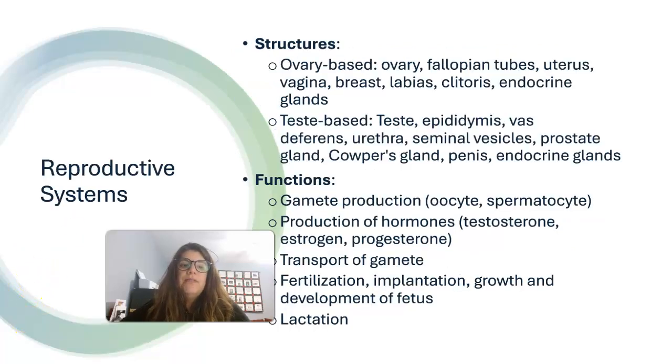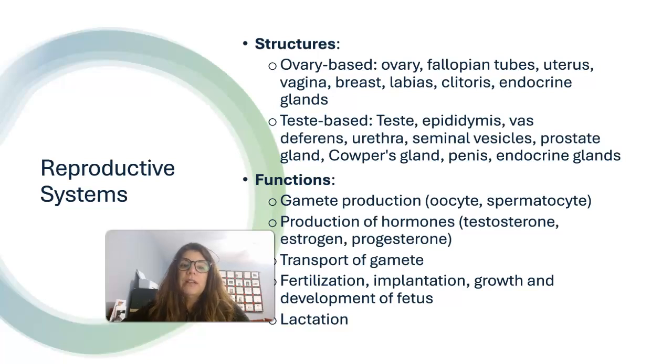In terms of reproductive systems, we have an ovary-based and a testes-based reproductive system. So ovary-based is going to include structures like your ovaries, fallopian tubes, uterus, vagina, breasts, labia, clitoris, and endocrine glands. And in a testes-based, it will include the testes, epididymis, vas deferens, urethra, seminal vesicle, prostate glands, Cowper's glands, penis, and then other endocrine glands as well.